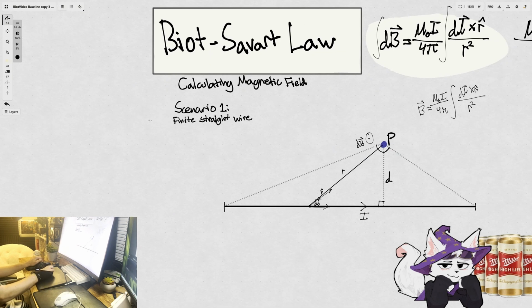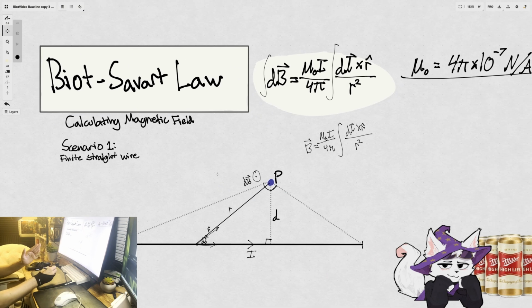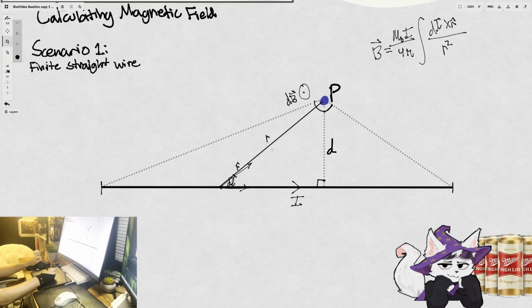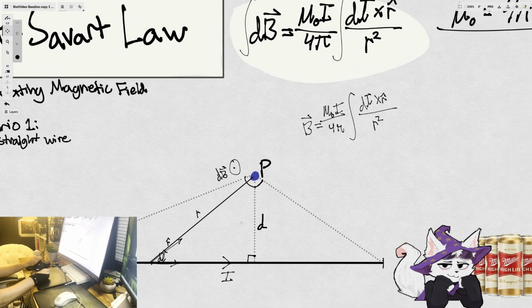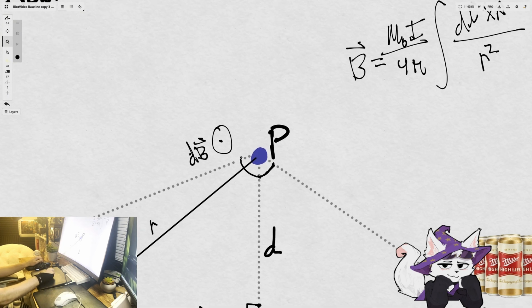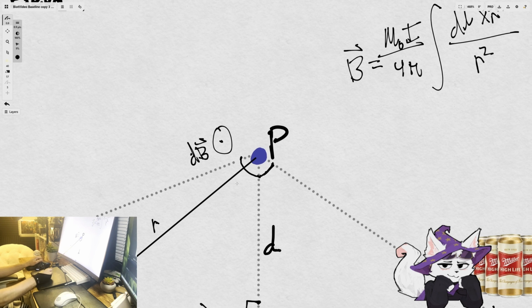Since this is a finite wire, we need to set our bounds for the integral, or more specifically, we need to clarify when we're starting and where we're stopping on our contributions of our dl vectors, creating our dBs. So let's just call this angle right here, from this line to this line, alpha 1, and this angle right here to be alpha 2.